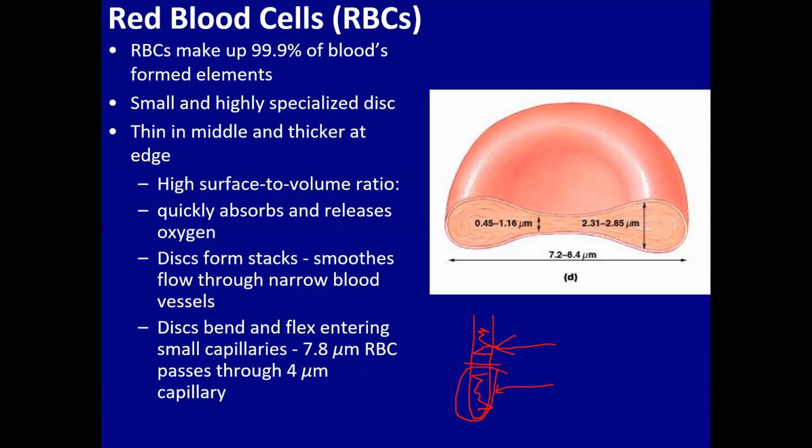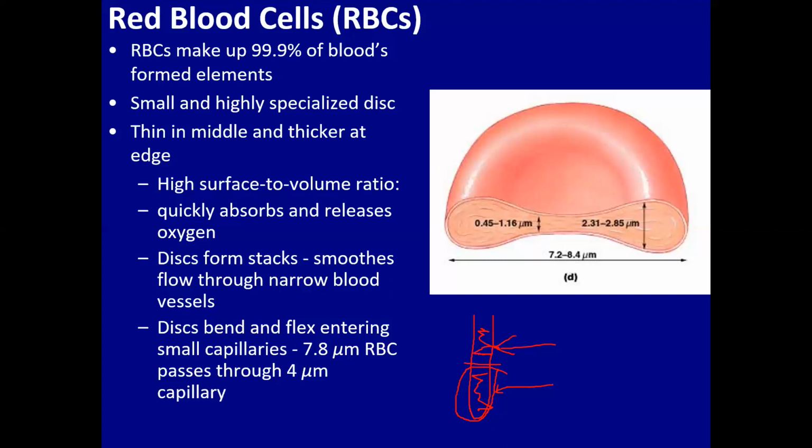They're small, they're specialized. If you notice their size is between 7.2 and 8.4, you could just say 8, that's fine. Micrometers in size, they're not very wide. They're between 2 and 3 micrometers at their widest point, and then 1/2 to 1.1 at their narrowest point.